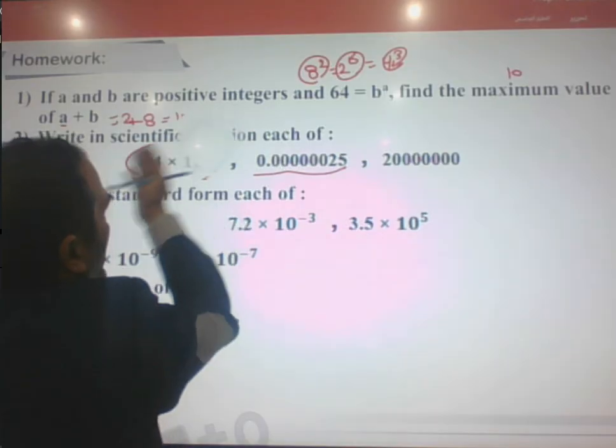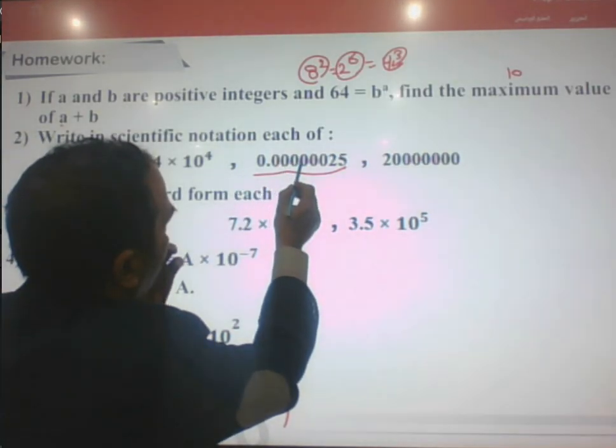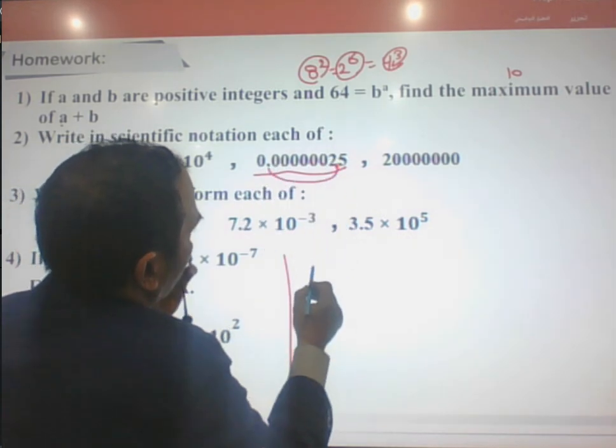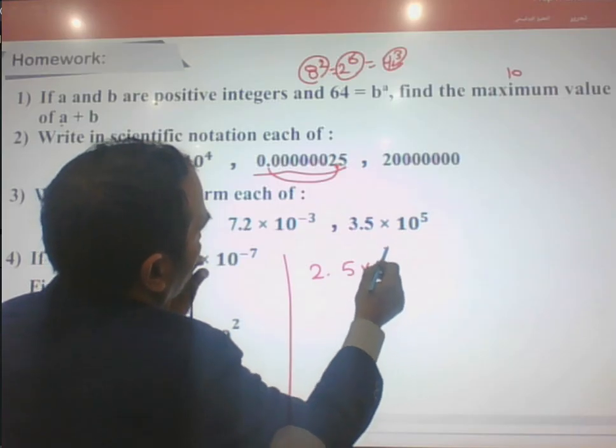Next question here. I will solve this question down here. We have, count with me, 1, 2, 3, 4, 5, 6, 7. Move the point left-hand side by 7 places. Then we have 2.5 times 10 power 7.